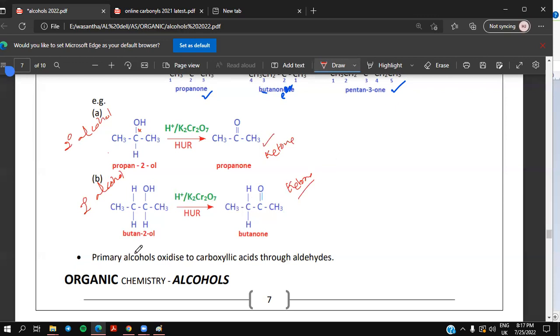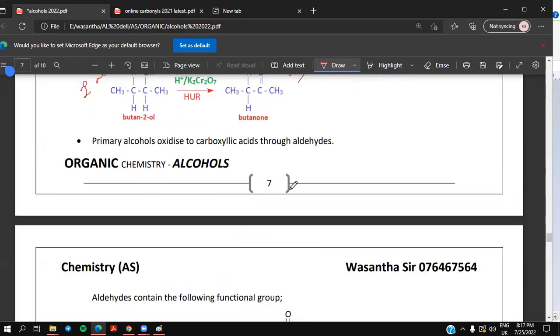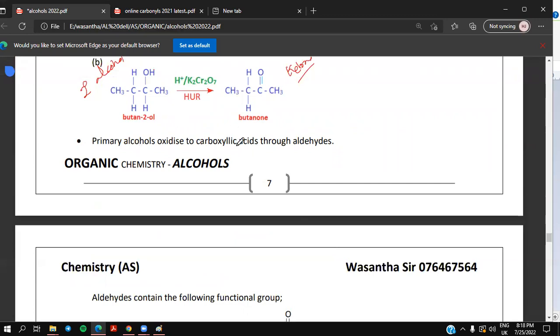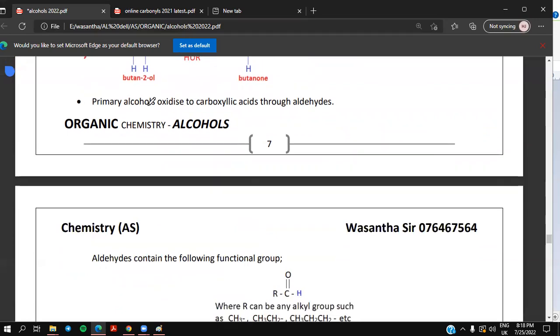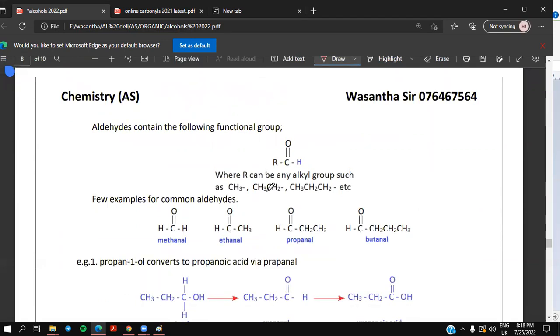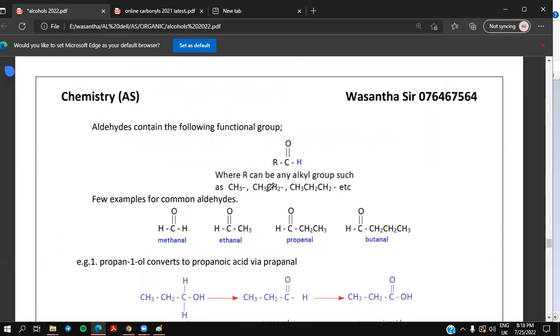The note says primary alcohols oxidize to carboxylic acid through aldehydes. In the exam, we don't have to talk about through aldehydes. If you know, just say primary alcohols go to carboxylic acids. The answer will be accepted. Primary alcohols oxidize to carboxylic acids through aldehydes. That's what we explained. Now, because the note says through aldehydes, it's worth spending some time to talk about these reactions.